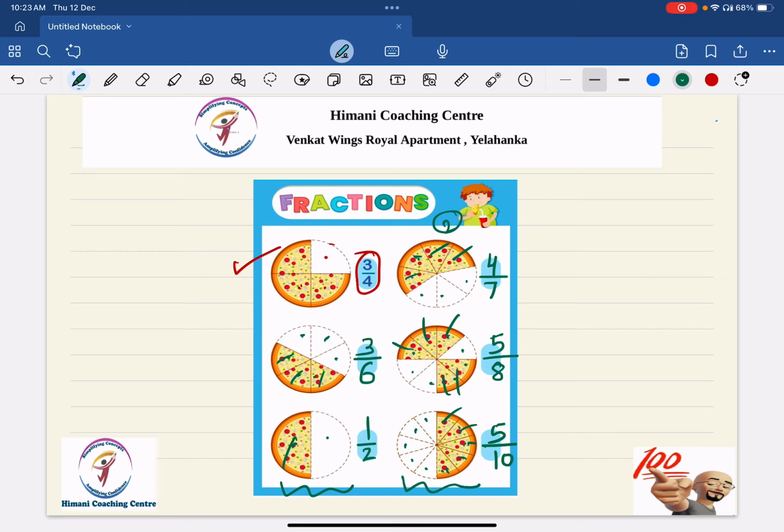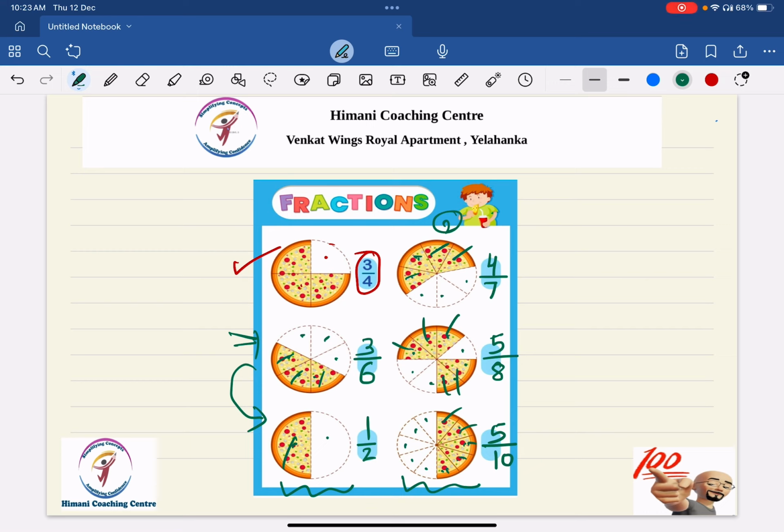the shapes are actually similar? In fact, if you pay attention, even 3 by 6 shape is similar to this. Okay, which is the concept of equivalent fraction, which we will do in the later videos. For now, just observe. Okay, so now we have understood what are fractions.